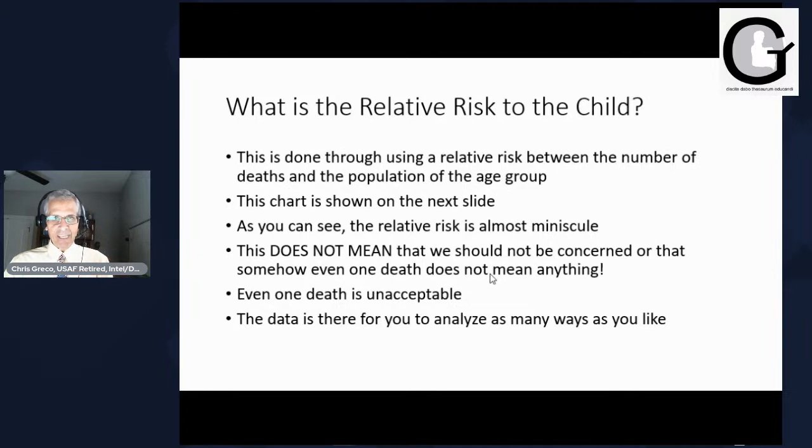This does not mean that we should not be concerned, or that even one death does not mean anything. One death is unacceptable. One is unacceptable for any children, seriously. But to talk about that from a percentage aspect, even one death is unacceptable. The data is there for you to analyze as many ways as you like.